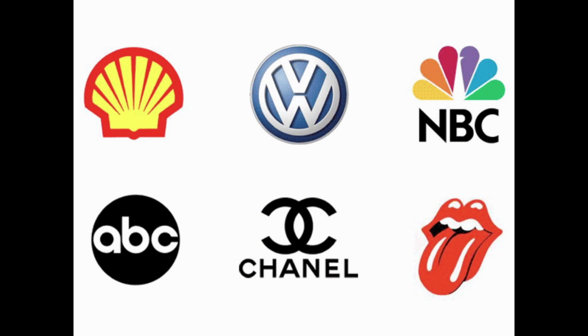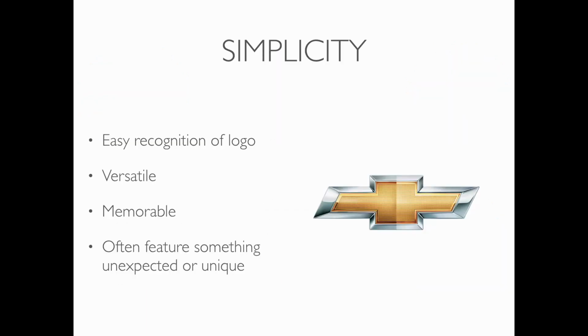So here's a bunch. You flash a bunch up here. And like I said, we're constantly exposed to these over the course of a day. But we learn to recognize them. We learn to really quickly and easily see a particular logo and know what it represents. Simplicity. The logo should be easy to recognize. It should be pretty versatile. Think about it on a small scale, something on a t-shirt, something on a little business card, something on a billboard. Can that logo span all of those sizes and still look good?